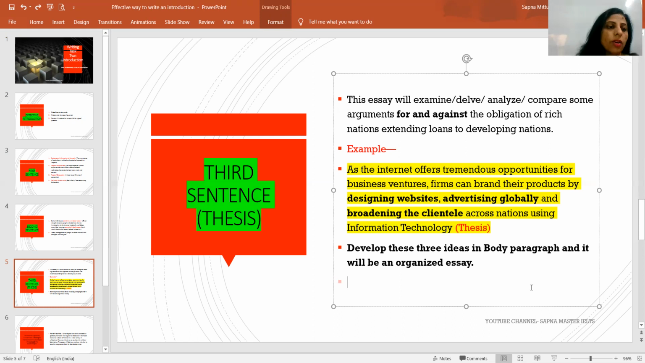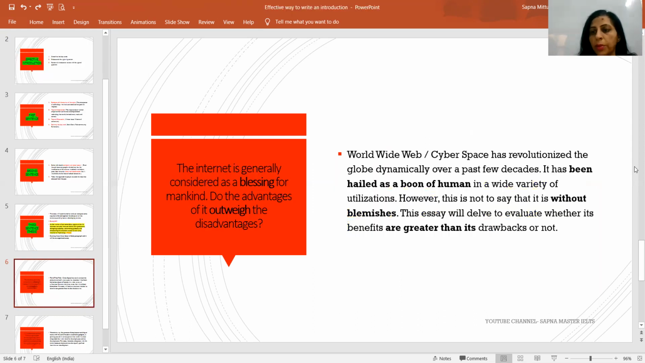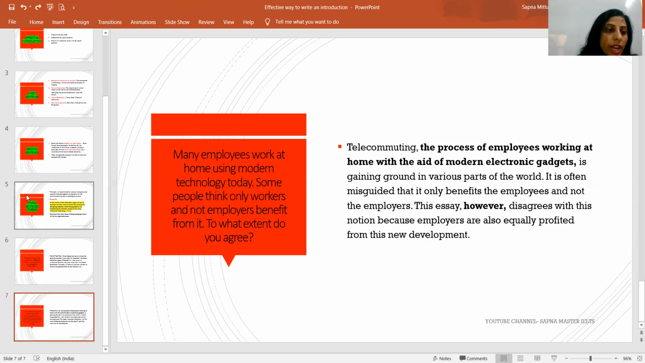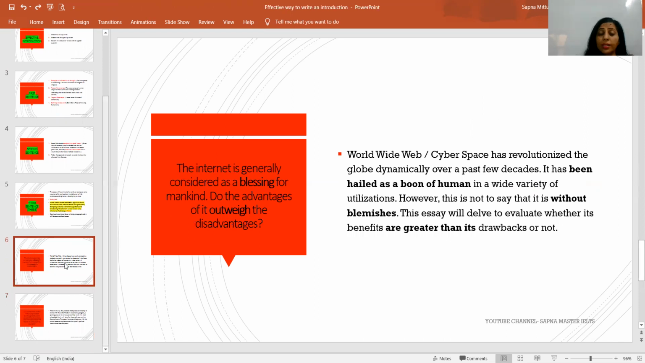Right. Now, I will give you an example and you will see how all these three sentences are joined in the introduction for a different example. Let's see that. Now, this is the example in front of you. This is about: the internet is generally considered as a blessing for mankind. Do the advantages of it outweigh the disadvantages?